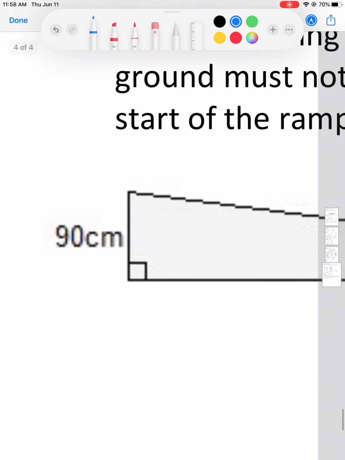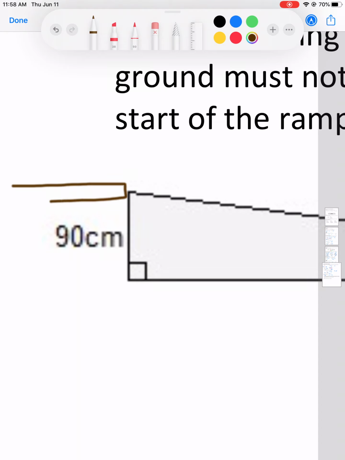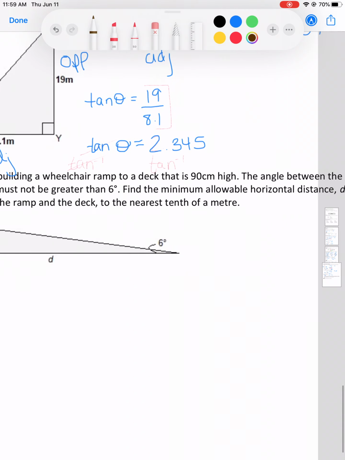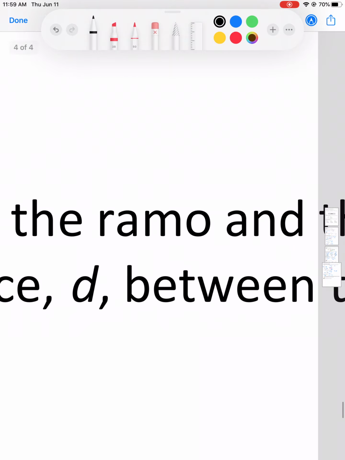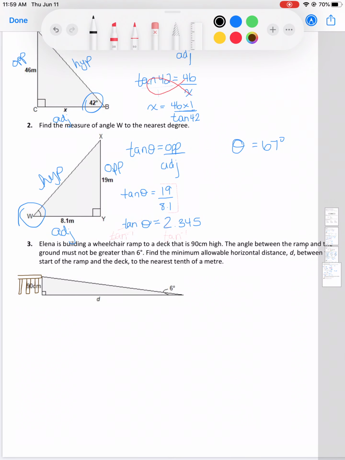So this is a deck. I know it's not the best deck, but that's okay. So there's a deck, and that's 90 centimeters high. The angle between the ramp, there's a lot of mistakes in this note, and the ground must not be greater than 6 degrees.